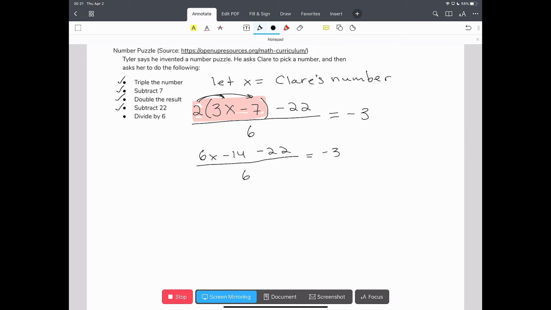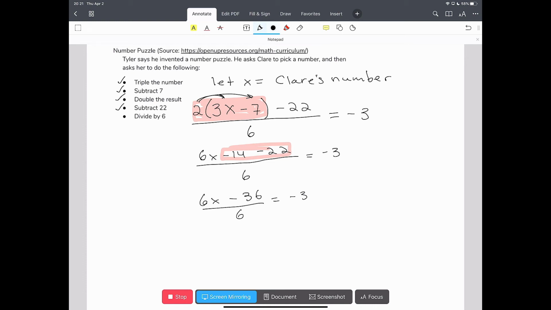And it equals -3. We can still simplify the numerator with the -14 minus 22. So that's 6x minus 36 divided by 6 equals -3. I can't simplify anything else really in the numerator at this point. There's no like terms. But we are dividing the numerator by 6.